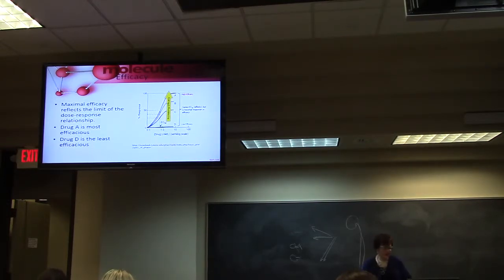Okay, then there's efficacy. Does the drug do what we want it to do? So maximal efficacy reflects the limit of the dose-response curve. Usually it's related to receptor interaction or concentration at that point. So in this one, drug A is the most effective and B is the least effective.